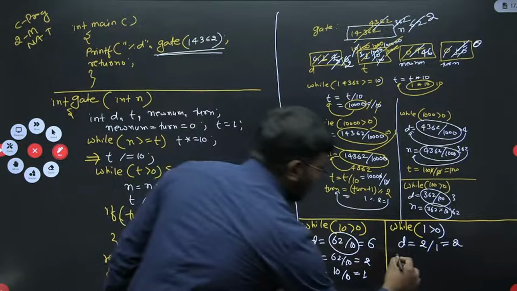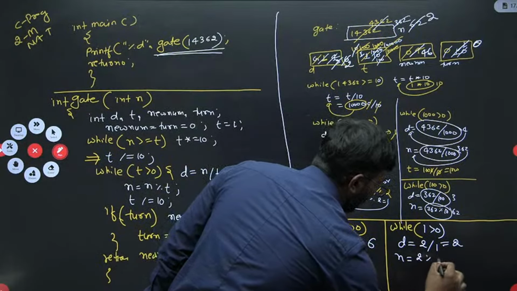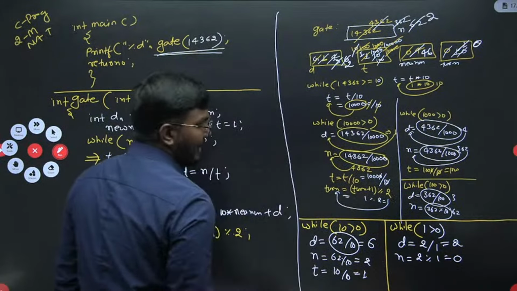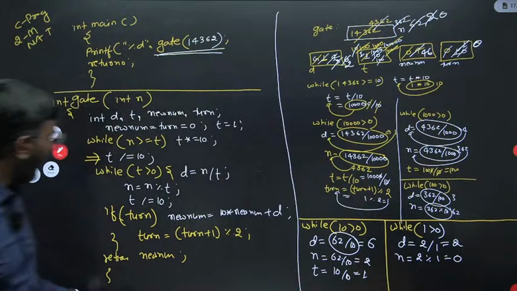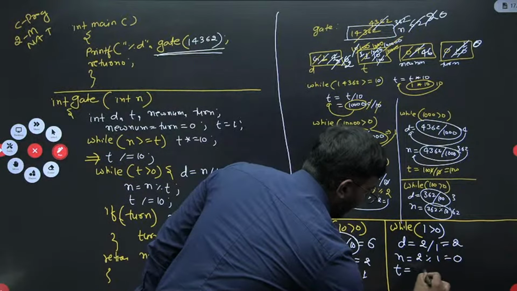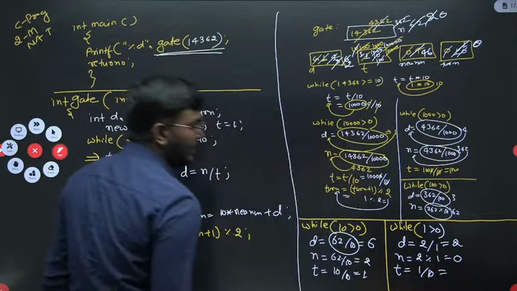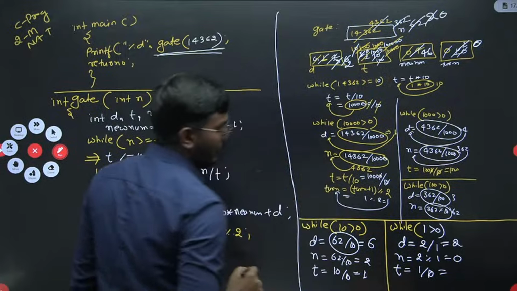Done. Next, our remainder here is nothing but 2 modulo 1. The remainder is 0, so the n value will be 0 only. So now this n becomes 0. Now what is this t? This t is nothing but 1 divided by 10. So the quotient will be 0 only. So now this t value becomes 0. Understood?